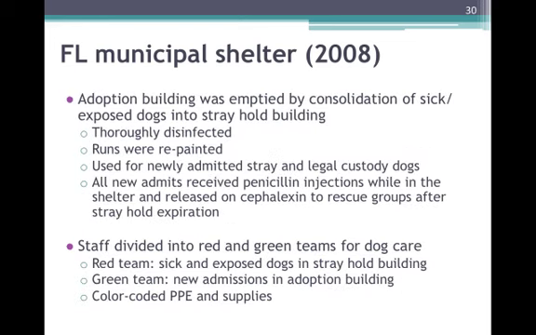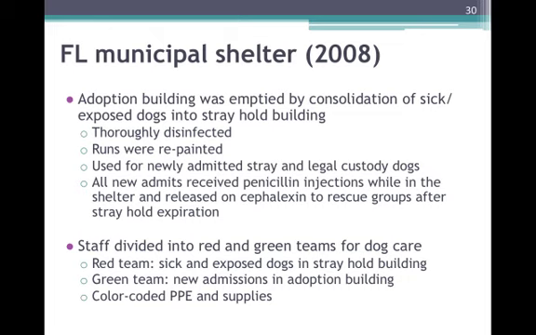Since the adoption building was emptied, it was stripped and thoroughly disinfected. And because this was a highly publicized event, it caught the county commissioner's phone lines and attention, and they were on the news. And so the shelter director found the perfect opportunity to get the money for repainting all the kennels.